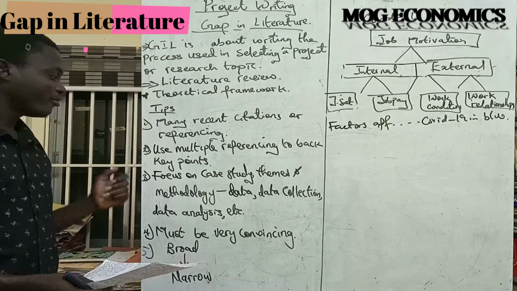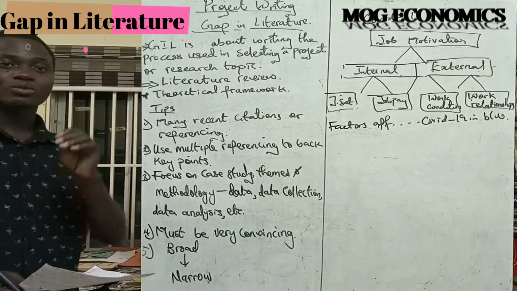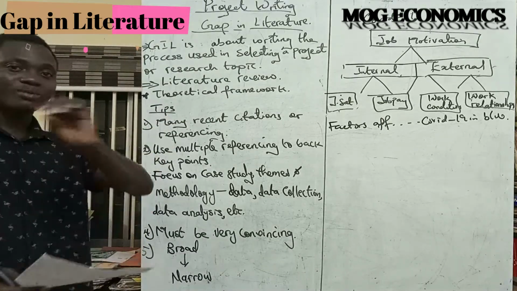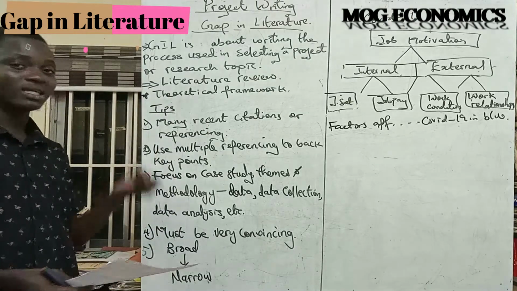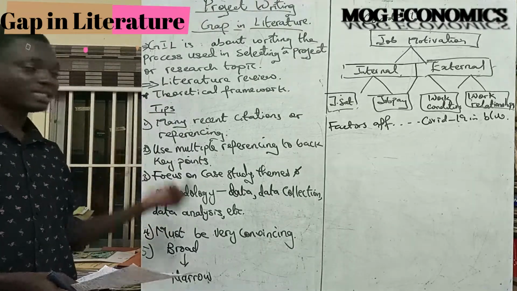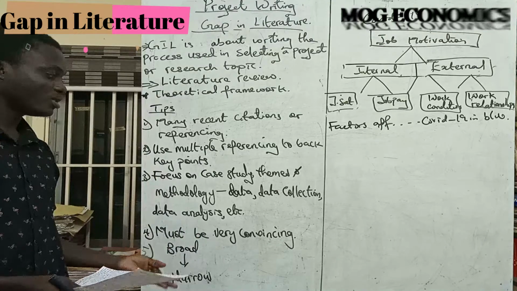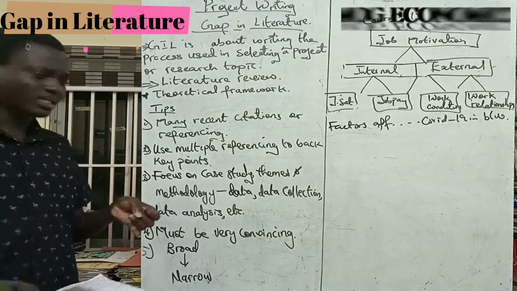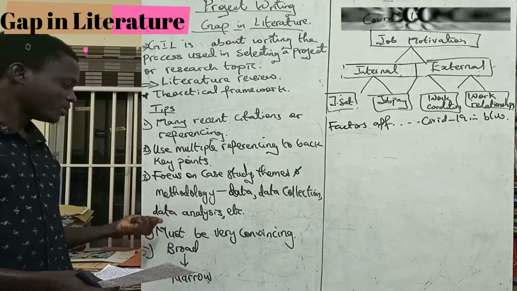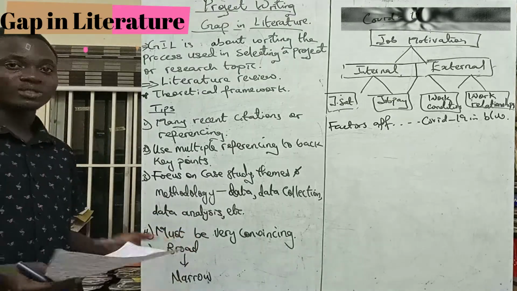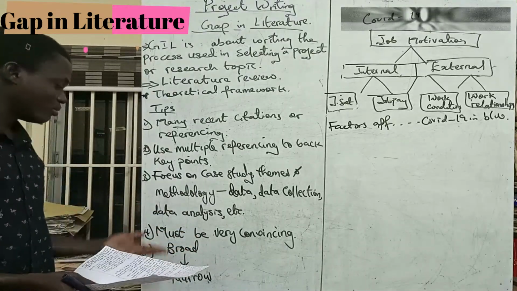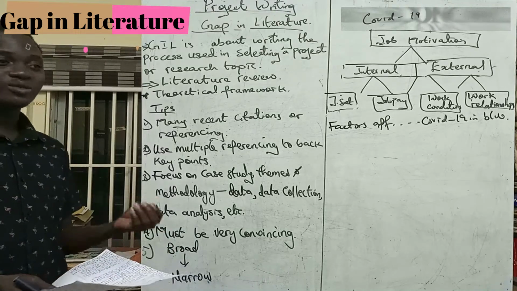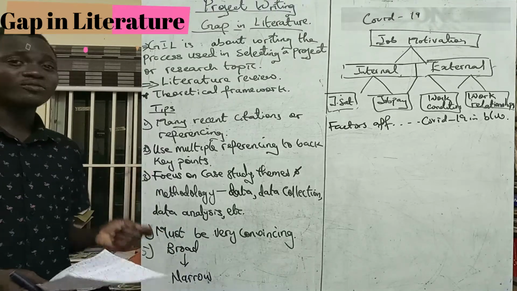Now, number 3, because now you want to select a gap. There's a gap somewhere that you want to select. So focus on case study, focus on themes, focus on methodology, and under methodology you're looking at the data. You can focus on the data itself, the data collection, the data analysis, the way data was analyzed. And number 4, your literature gap must be very convincing.